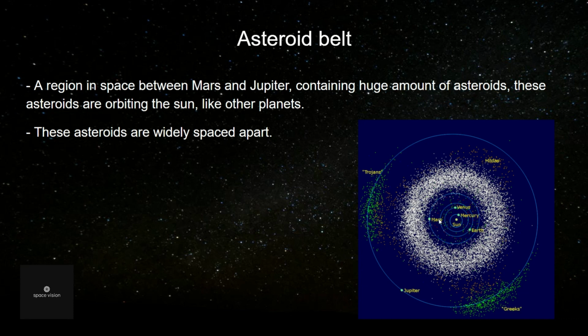So when we get outside of Mars, you can see this is Mercury, Venus, Earth, and Mars. We have too many asteroids that are orbiting the sun between Mars and Jupiter. We call it the asteroid belt, and we can also see other asteroids like Trojans, Hildas. These are other zones where asteroids are located: Hildas, Trojans, and Greeks.